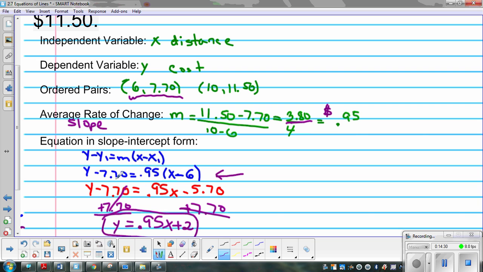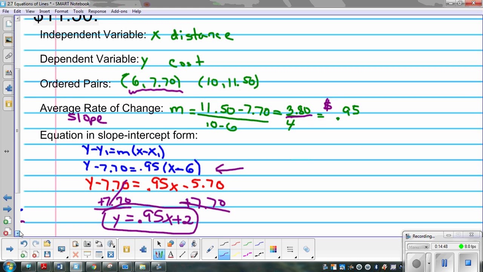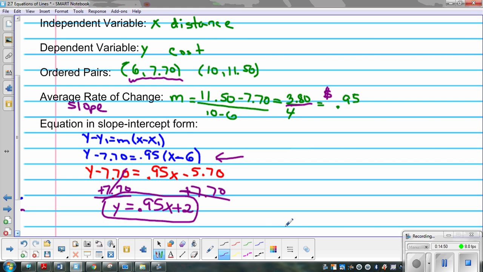So now I have my point-slope formula, y minus 7.70 is equal to 95 cents, the slope, times x minus 6. I distributed the 0.95, and I got 0.95x. 0.95 times 6 is $5.70. The final step would be to add the 7.70 to both sides, which leaves us with y equals 95 cents times x plus $2. There is our equation in slope-intercept form.